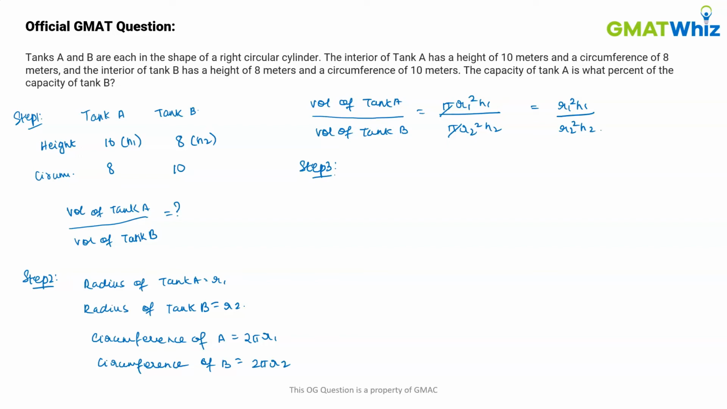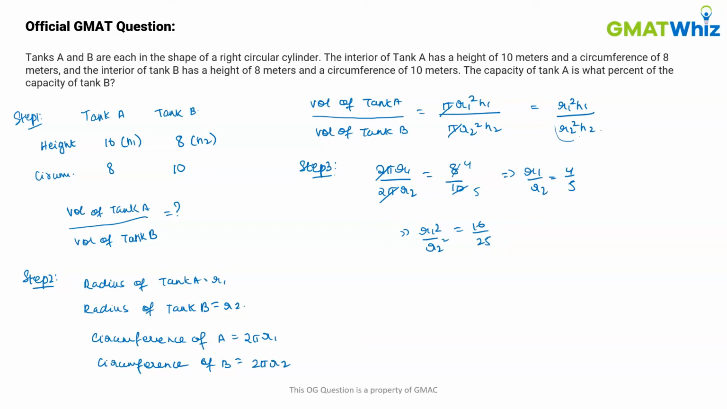Now, if we divide the circumference of tank A by the circumference of tank B, then we get 2 pi R1 by 2 pi R2. Now we know the circumference of tank A is 8 and the circumference of tank B is 10. Now 2 pi and 2 pi get cancelled, and 2 cancels 8 4 times and 10 5 times. Then we get R1 by R2 is equal to 4 by 5. And in step 2, we have deduced that we need the value of R1 squared by R2 squared. So R1 squared by R2 squared will be equal to 16 by 25.